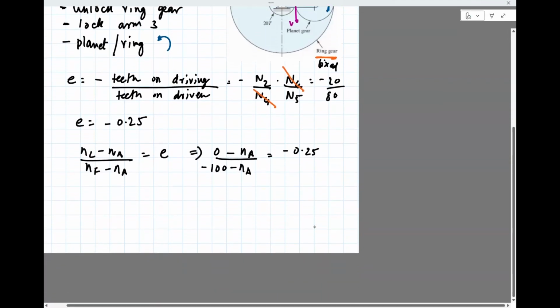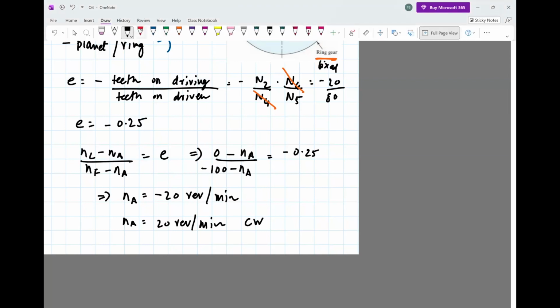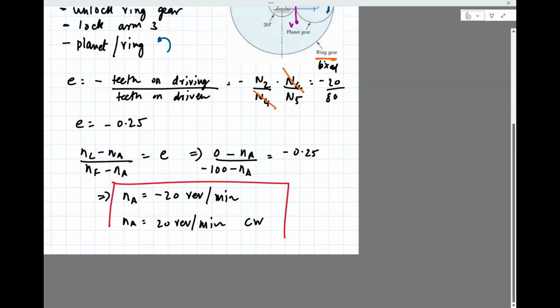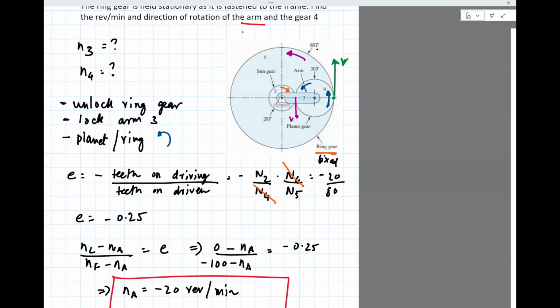With this, we can solve for NA. It's one unknown, one equation. NA is minus 20 revolutions per minute. In other words, NA is 20 rev per minute clockwise. That's one part. We got the arm; now we need to find the speed of gear 4.